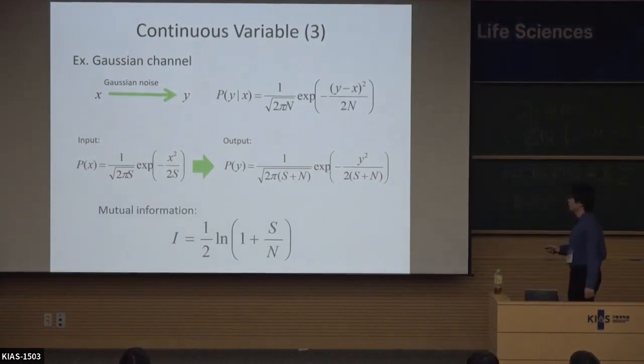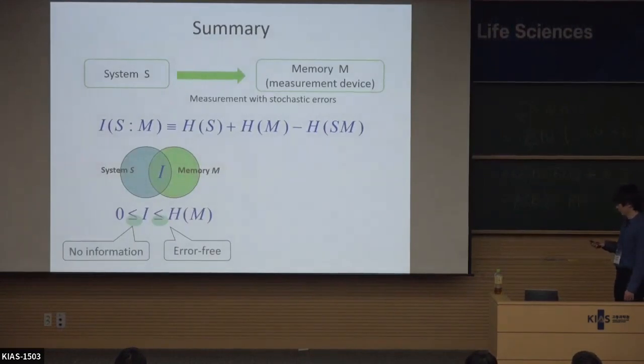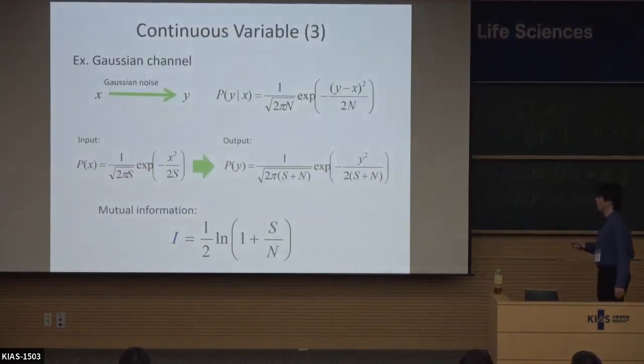And we can compute the mutual information of this communication channel. And we will find that the mutual information is given by this simple formula. So this is named the Shannon-Hartley formula, if I remember correctly. So this is only given by the ratio of the signal intensity and the noise intensity. So if this S over N is zero, then the mutual information is zero. So that is a very reasonable result. On the other hand, if S is very large, then the mutual information is also logarithmically large.